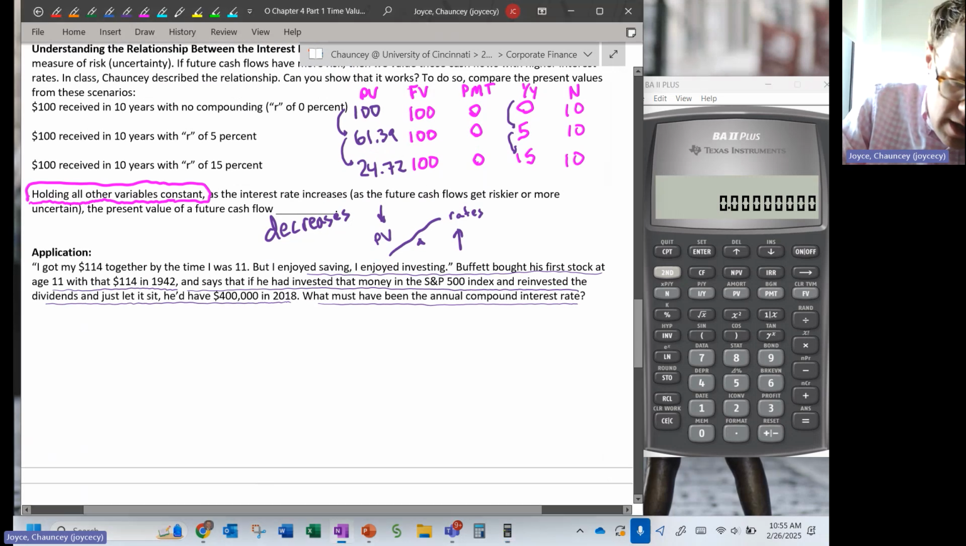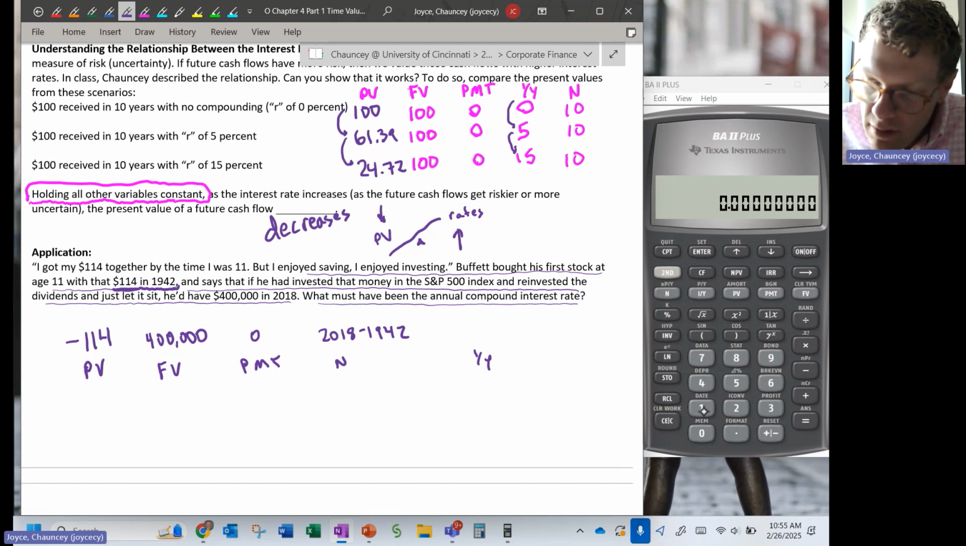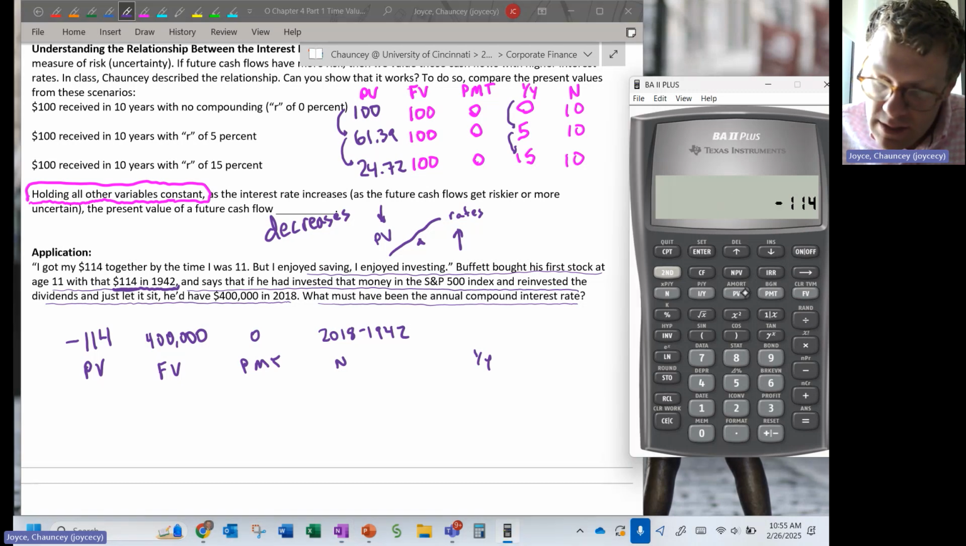So in our case, again, time might be a little tricky, but let's work at one variable at a time. Our present value was an investment of $114. The future value compounded up to $400,000. The payment there was 0. He just said he's investing the $114 one time and nothing else along the way. So your I/Y is what we're going to solve for. Time here, you just have to calculate as 2018 minus 1942. So let's do that. 114 outflow, make that savings.